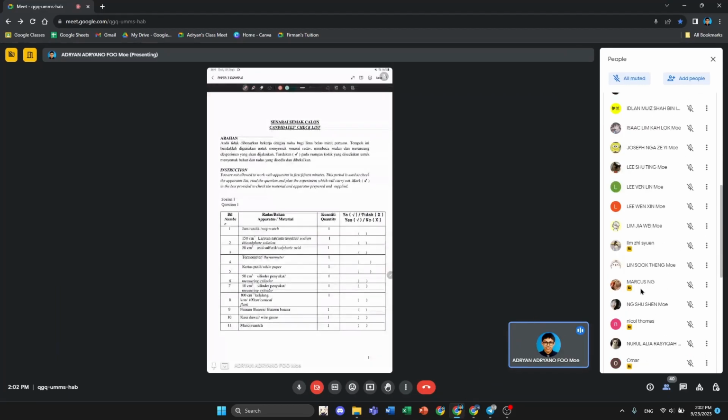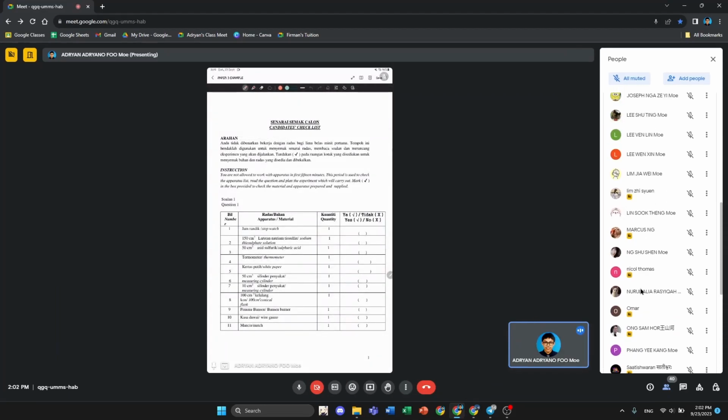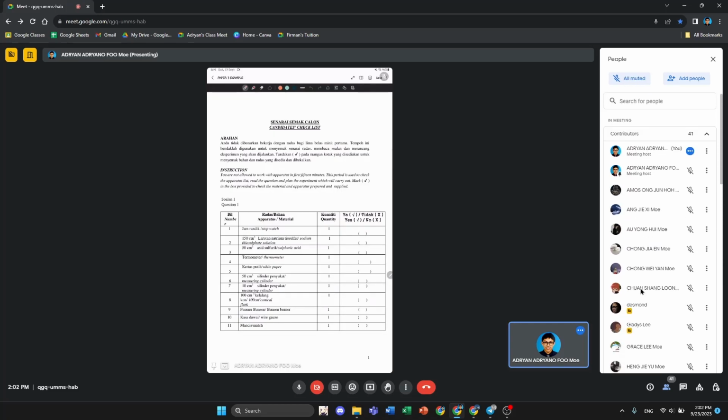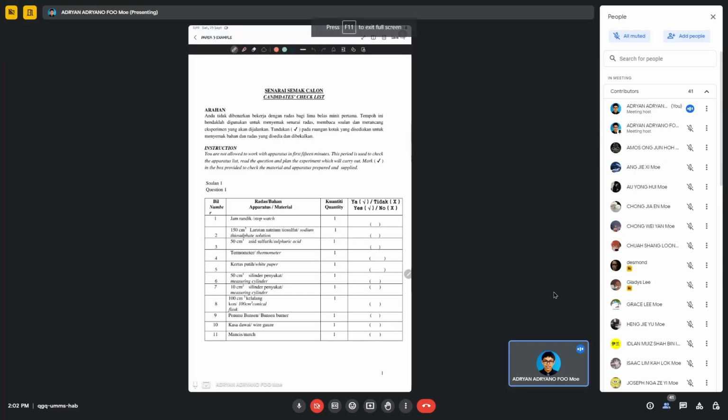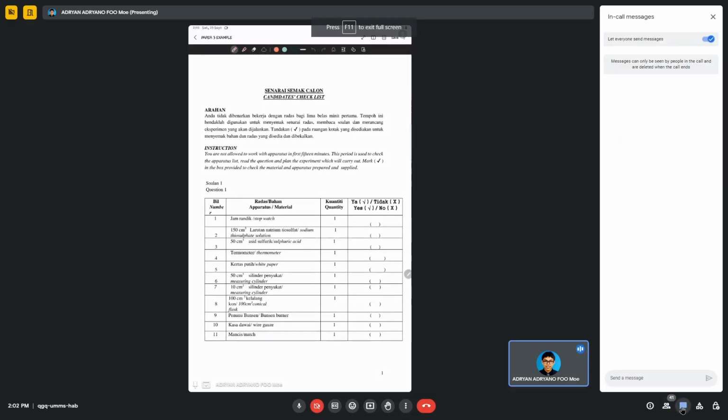We learned a few experiments before, during our last time when we learned about Form 4 and Form 5 chemistry. There are a few experiments that will come out for your Paper 3, not only for your trial next week, but also for your actual SPM. So actually, we can spot the questions of what will come out.